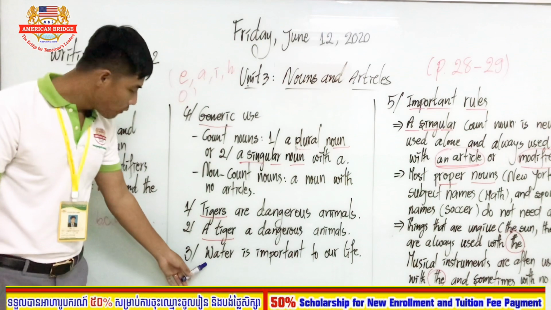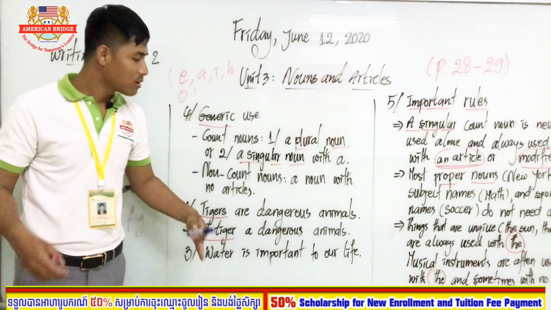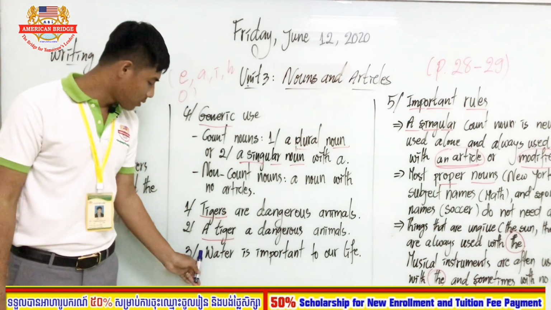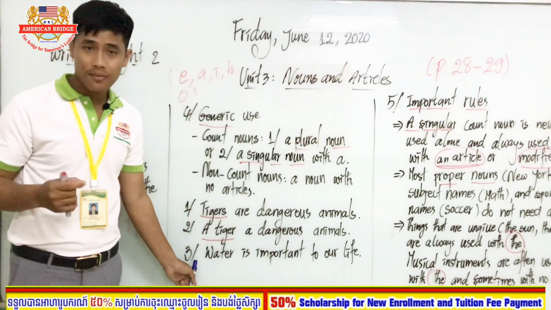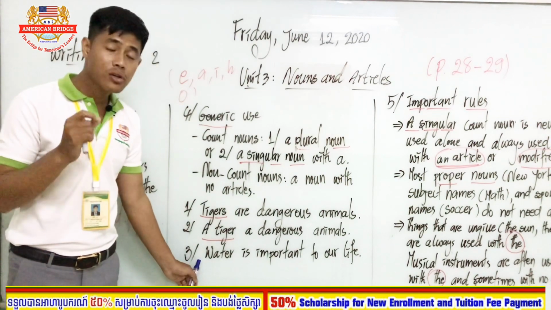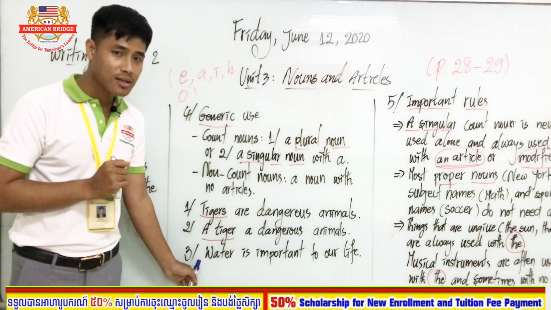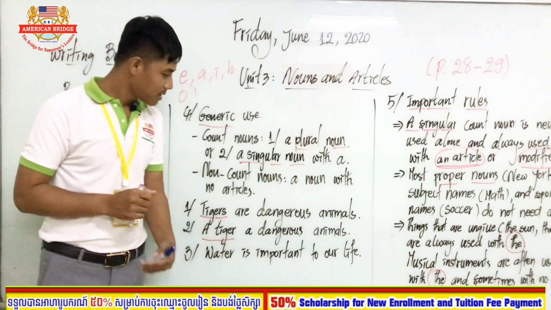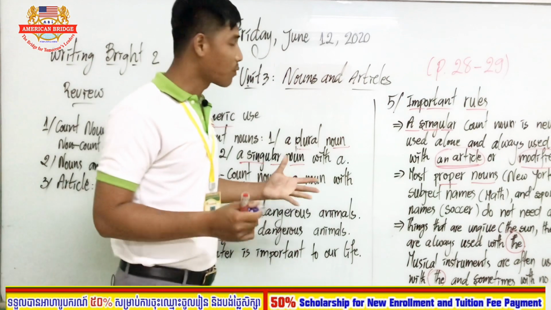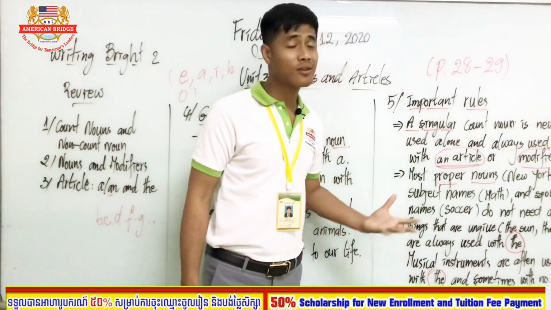Next, number 3, water. Water is important to our life. So water, we don't use an article. We cannot use the water. We don't use an article with this. You got this? Good. So now that's all with point number 3. Let's move to number 5, important rules.